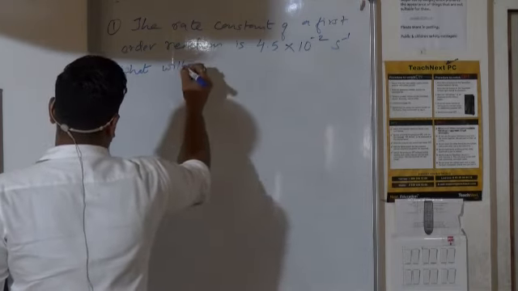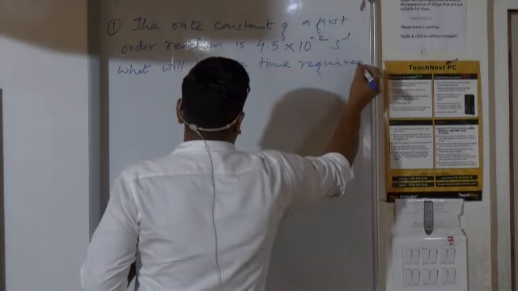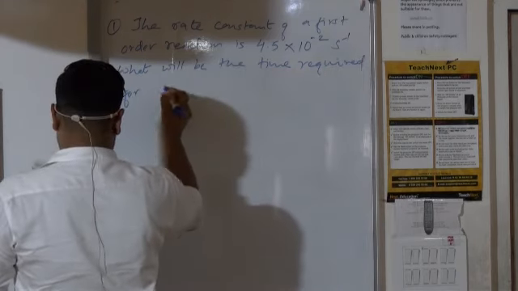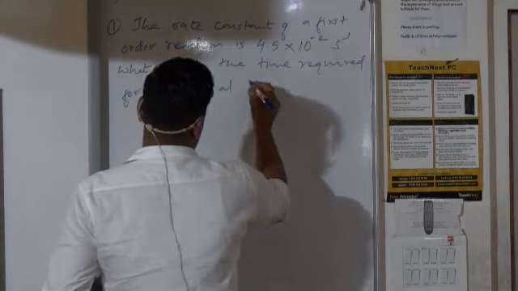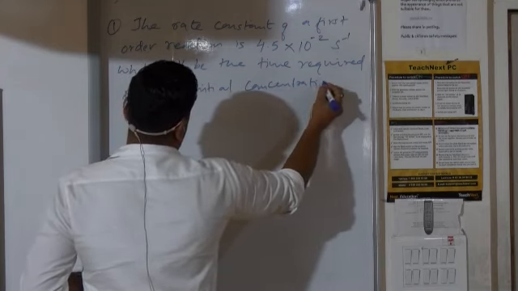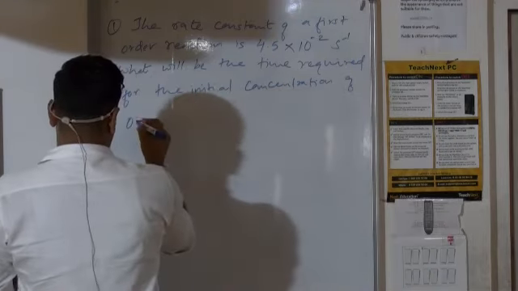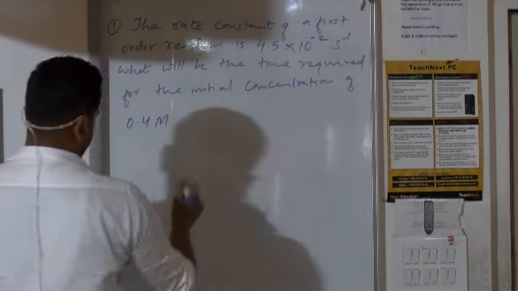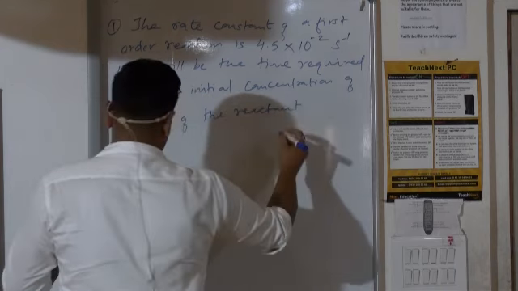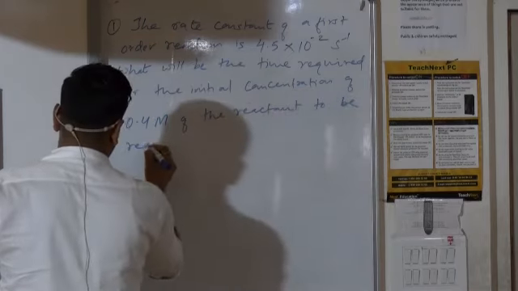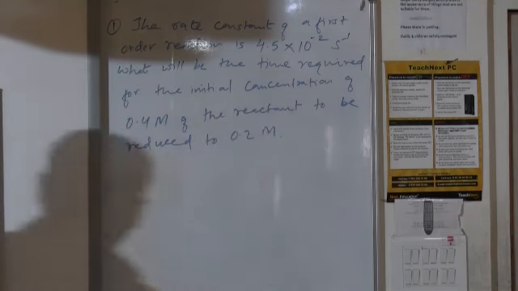What will be the time required for the initial concentration of 0.4 molar of the reactant to be reduced to 0.2 molar? Okay, so this is the question.